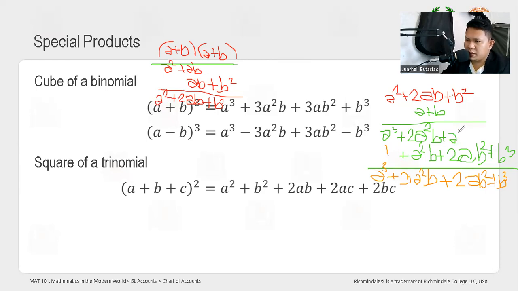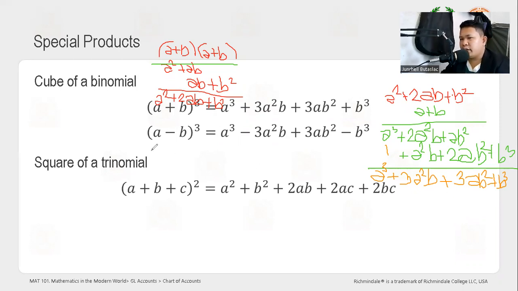A, then b squared. Okay, b squared. As you can see, this is supposedly 3. I will erase this one, this is my bad. This is 3, so ab squared, this is 3. So our answer is a cubed plus 3a squared b plus 3ab squared plus b cubed. This is our final answer.